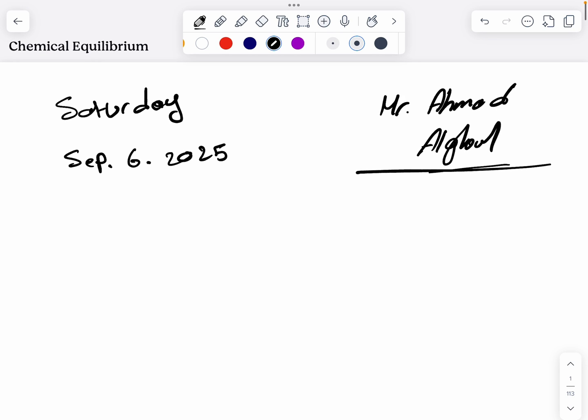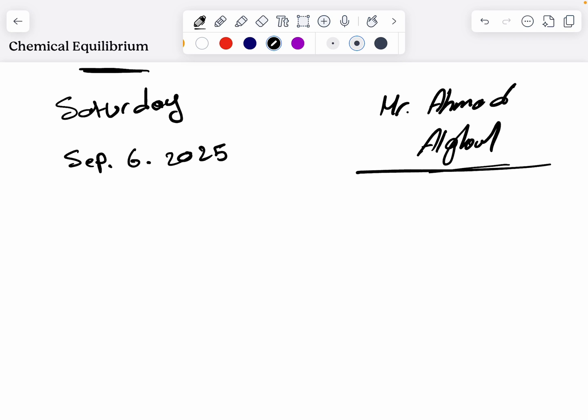When we say equilibrium, we're going to have two things: a balancing between two processes. Something is going up and something is going down at the same time, or something is going right and something else is going left at the same time. This is the meaning of equilibrium in general.